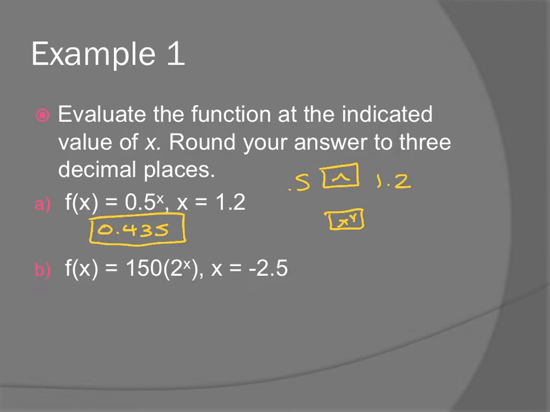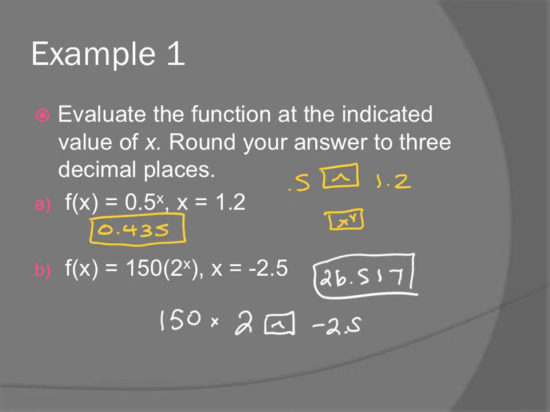For the next one, if you've got a graphing calculator, you can type it in exactly as it says, 150, and then you can do times, and then you can do 2, and then you can do the caret, and then you can do negative 2.5. If you are using a scientific calculator, then depends on the calculator how the exponent gets put in. You might have to do the 2 to the x first and then multiply it times 150. So you just want to be comfortable with whichever calculator you're using. This is going to be 26.5165 or 26.517. Easy stuff, right?